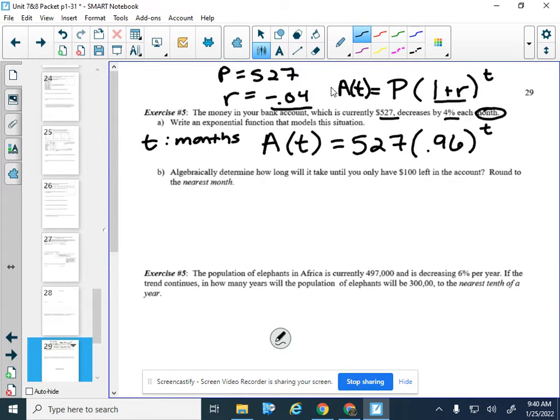So the next problem now, we're able to do this algebraically. Algebraically determine how long it will take until you only have $100 left in the account. Round to the nearest month. So I'm trying to get down to 100. 100 is an amount, so I'm saying the A of t, not the time, we don't know the time, that's what we're looking for. A of t is 100. So I'm setting my equation equal to 100.